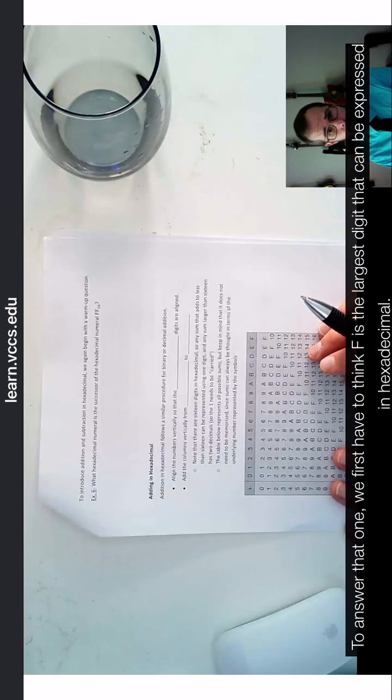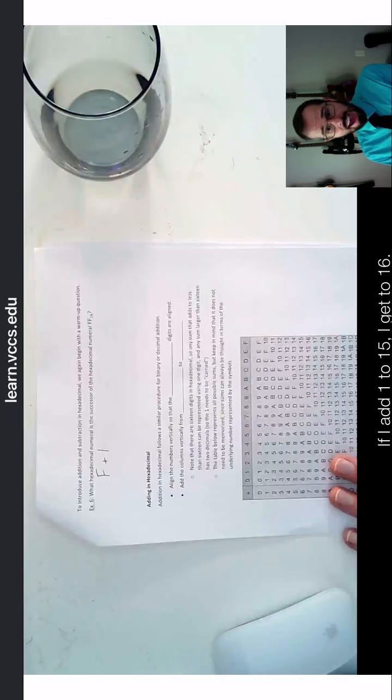We're now going to do the same sort of processes, but in hexadecimal. So let's once more begin with a warm-up question and ask what hexadecimal numeral is going to be the successor to the hexadecimal numeral FF in base 16. To answer that one, we first have to think F is the largest digit that can be expressed in hexadecimal. So if I take F and I add 1, remember F is 15. If I add 1 to 15, I get to 16.